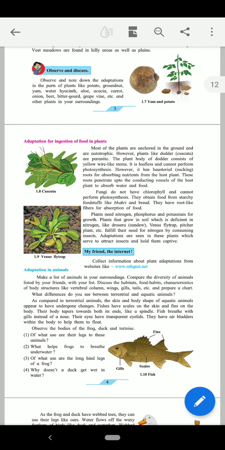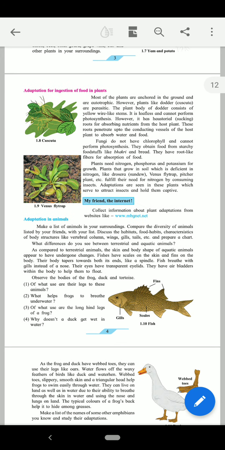In the case of Cuscuta, they have hostile sucking roots which penetrate into the conducting vessels of the host, and from that they keep getting their food, minerals, water. In the case of fungi, they are found on starchy products like bhakri and bread. In the case of Venus flytrap, I told you, they resolve their deficiency of nitrogen with the help of insects.